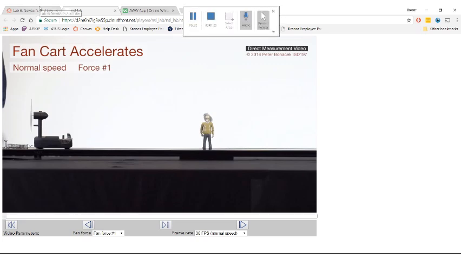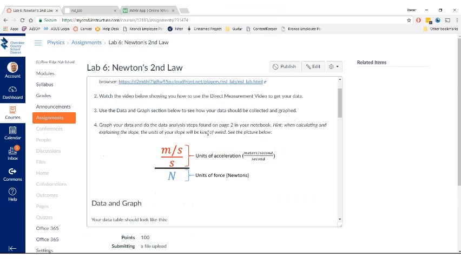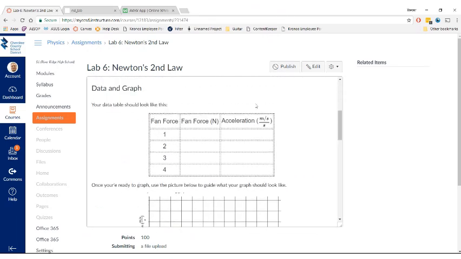So I'm going to load up Fan Force 1, and what we need to do here is also go back and make sure that you've got your data table written out. So make sure that you have your data table here so that you can actually start writing down the data as I show you how to get it. So we've got the 4 different videos here, video 1, 2, 3, and 4, and then here's where we're going to record the actual number of newtons that the fan provides in each video. And then later I'm going to show you how to calculate the acceleration provided by that fan.